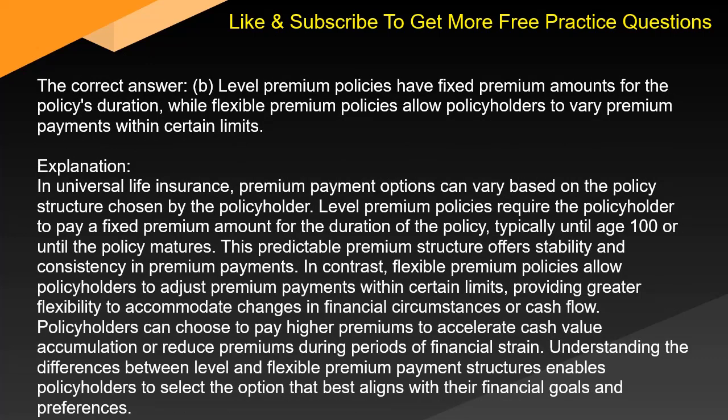The correct answer, B. Level premium policies have fixed premium amounts for the policy's duration, while flexible premium policies allow policyholders to vary premium payments within certain limits. Explanation. In universal life insurance, premium payment options can vary based on the policy structure chosen by the policyholder. Level premium policies require the policyholder to pay a fixed premium amount for the duration of the policy, typically until age 100 or until the policy matures.